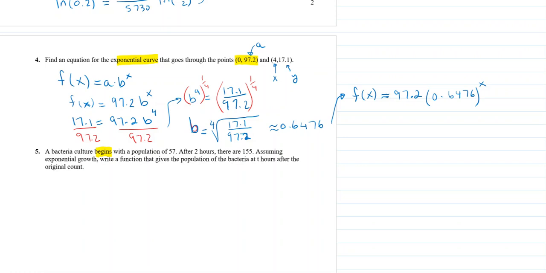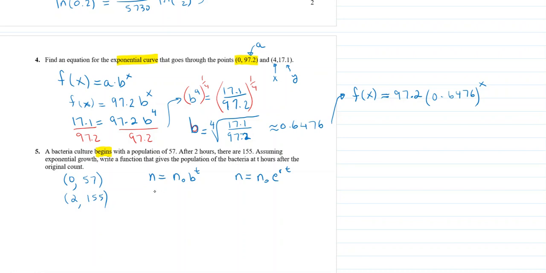So I want to write this information as ordered pairs. At time 0, the population is 57. 2 hours later, the population is 155. They do not specify here if you have to write the function in the form n equals n sub 0 b to the t, or n equals n sub 0 e to the rt.